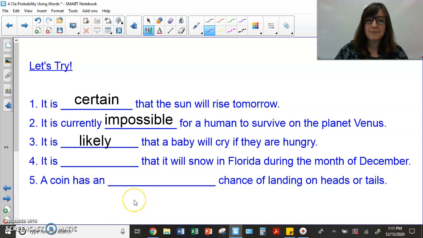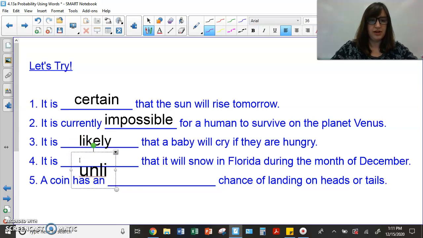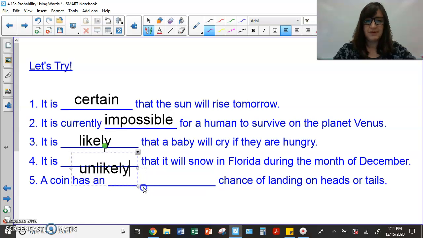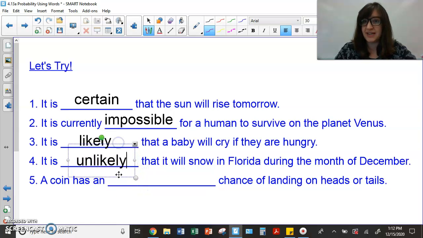All right, number four. It is blank that it will snow in Florida during the month of December. Well, December is a winter month for the Northern Hemisphere, but the state of Florida is pretty far south, which means it's closer to the equator, and so it has much warmer temperatures. If you've ever looked at Florida weather, they don't get very much snow at all, if ever. They probably have gotten snow, okay? But you would have to look at some weather records, and it was probably from a long time ago, which means it's not impossible for them to get snow. It's possible, but it's very, very unlikely. So this is a situation where we would use the word unlikely, meaning it could happen, but it would be a big surprise if it did.